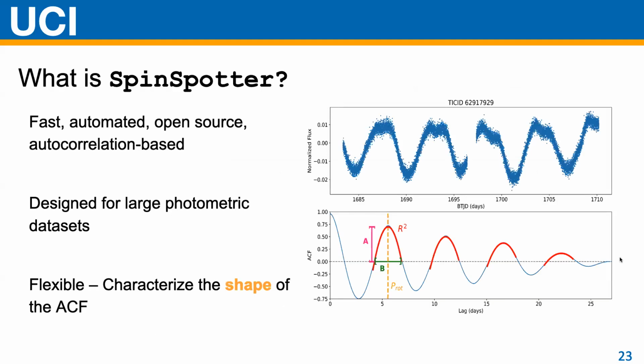So what is a spin spotter? Number one, it is designed to be fast, automated, open source, and it's based on autocorrelation, which I'll talk about more in a second. It's designed to scale up well for large photometric data sets, and it's designed to be relatively flexible, so you can adjust it to your science case.